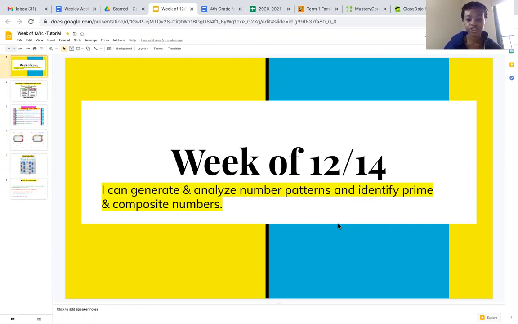This week, we are going to be generating and analyzing number patterns and identifying prime and composite numbers.